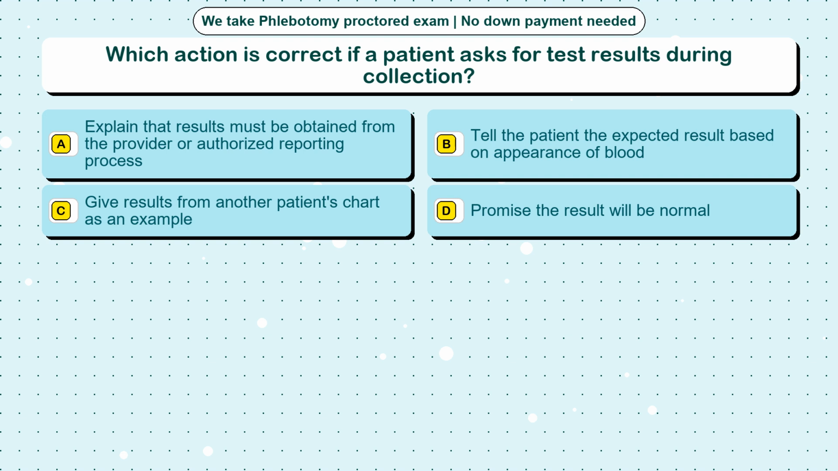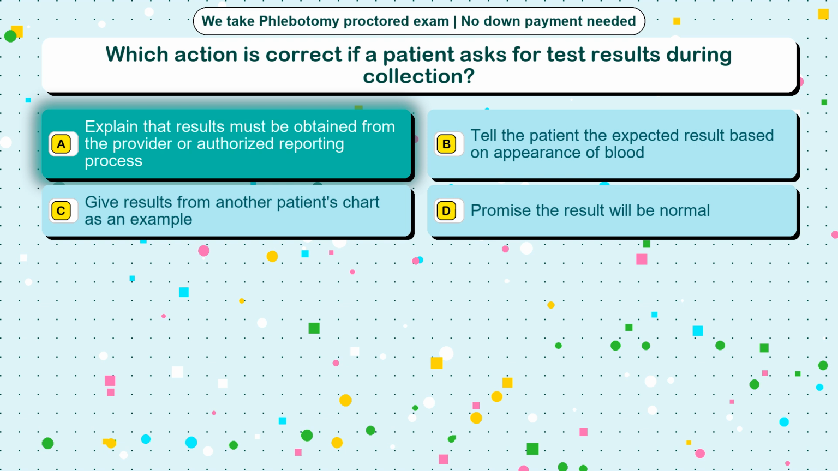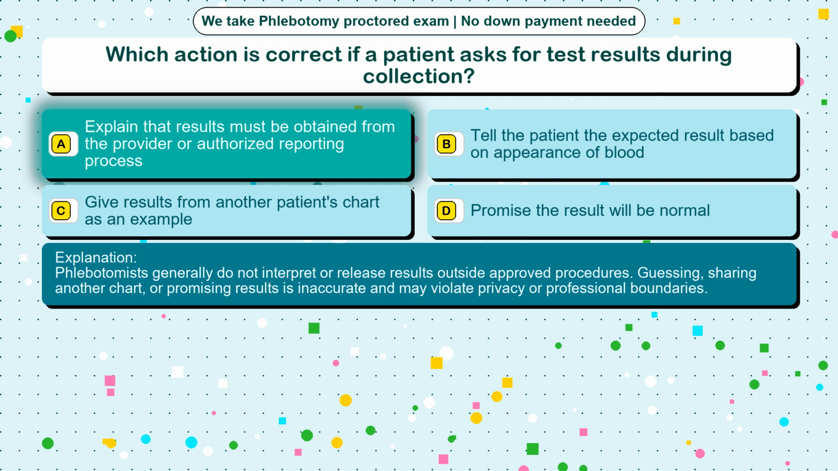Option D, promise the result will be normal. The correct answer is option A, explain that results must be obtained from the provider or authorized reporting process. Phlebotomists generally do not interpret or release results outside approved procedures. Guessing, sharing another chart, or promising results is inaccurate and may violate privacy or professional boundaries.